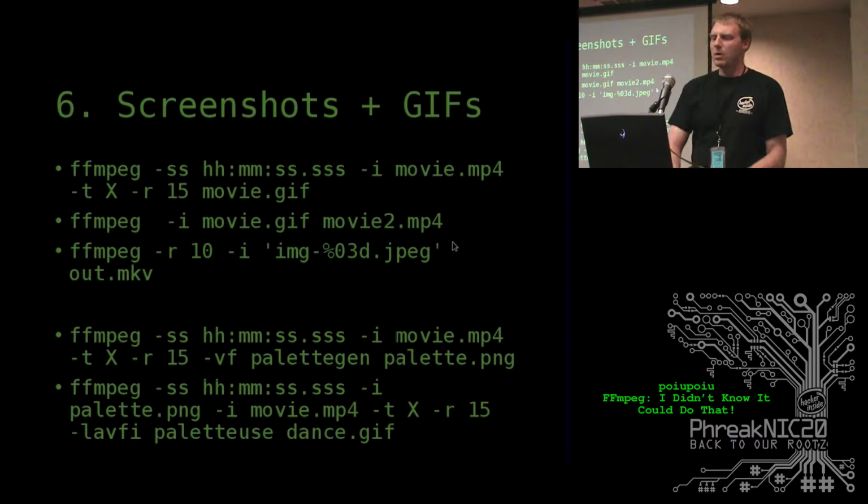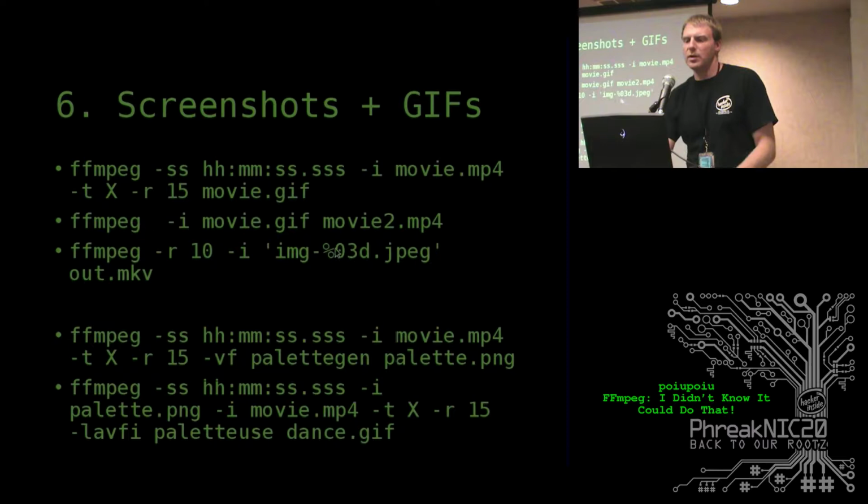Or you can take a bunch of JPEGs. This is its method of saying image-30 and then a digit, for everything following that pattern. Everything in that pattern, that JPEG, it'll grab, and you say, I want to set the frame rate to 10 frames a second.